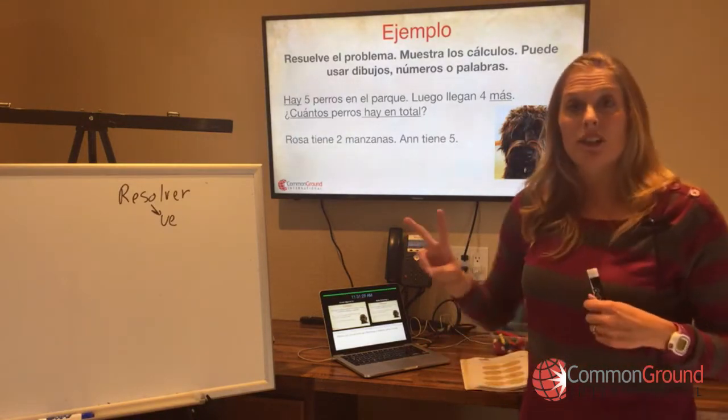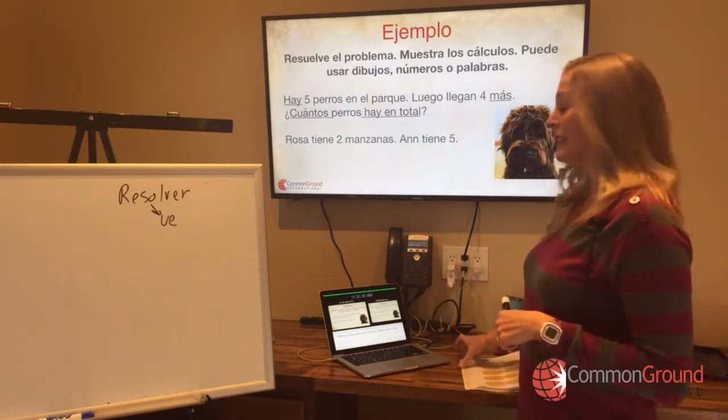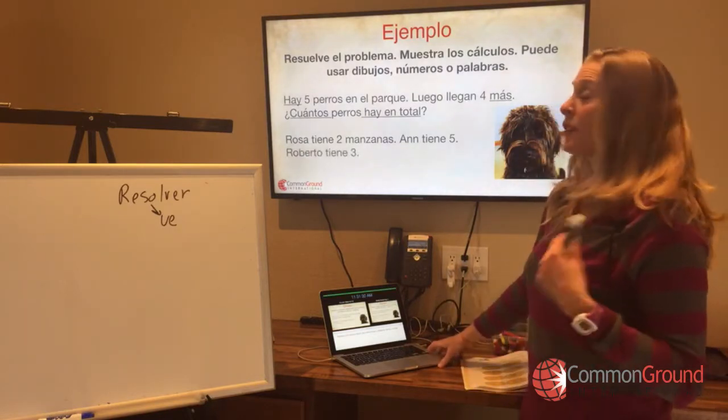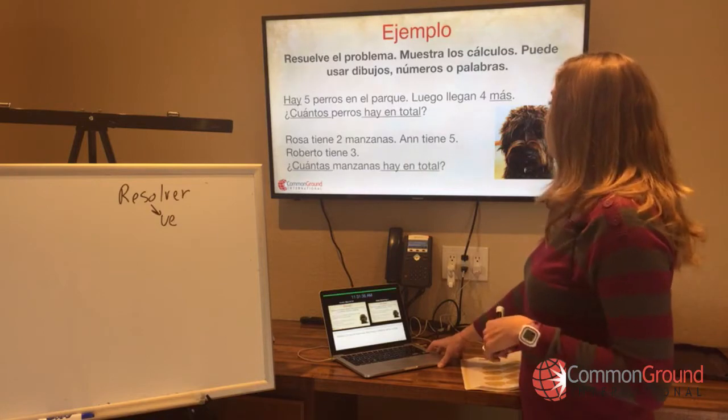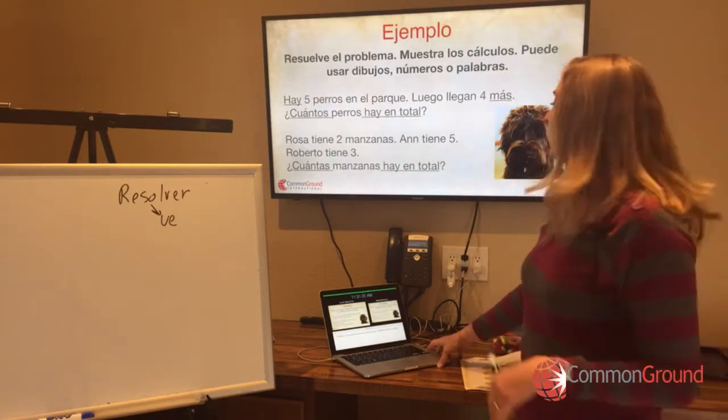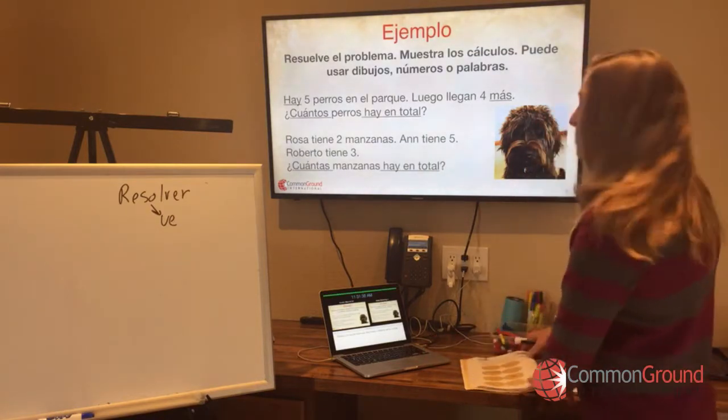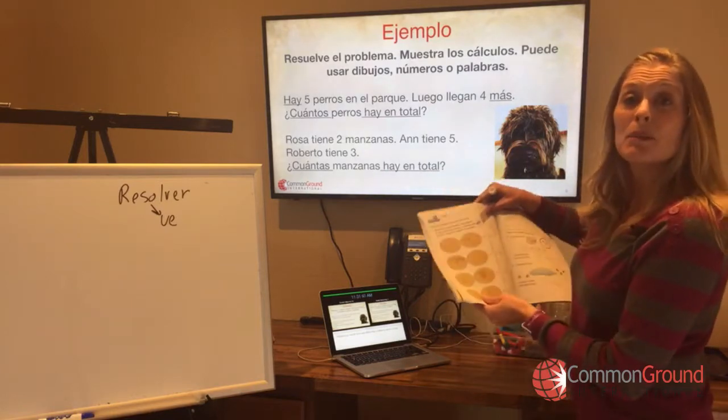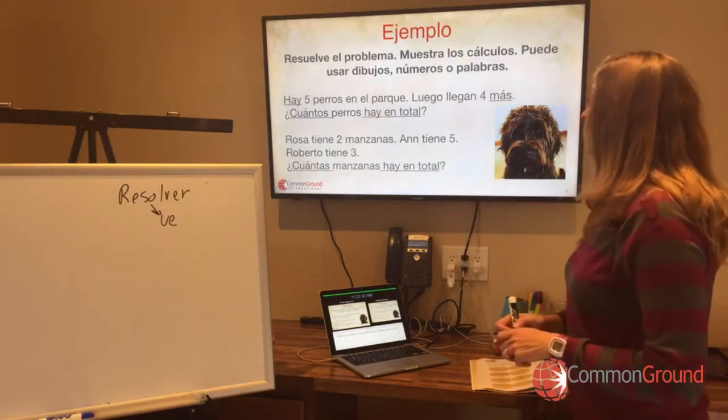Rosa tiene 2 manzanas. Ana tiene 5. Roberto tiene 3. ¿Cuántas manzanas hay en total? Palabras muy básicas, problemas muy básicos aquí del libro.